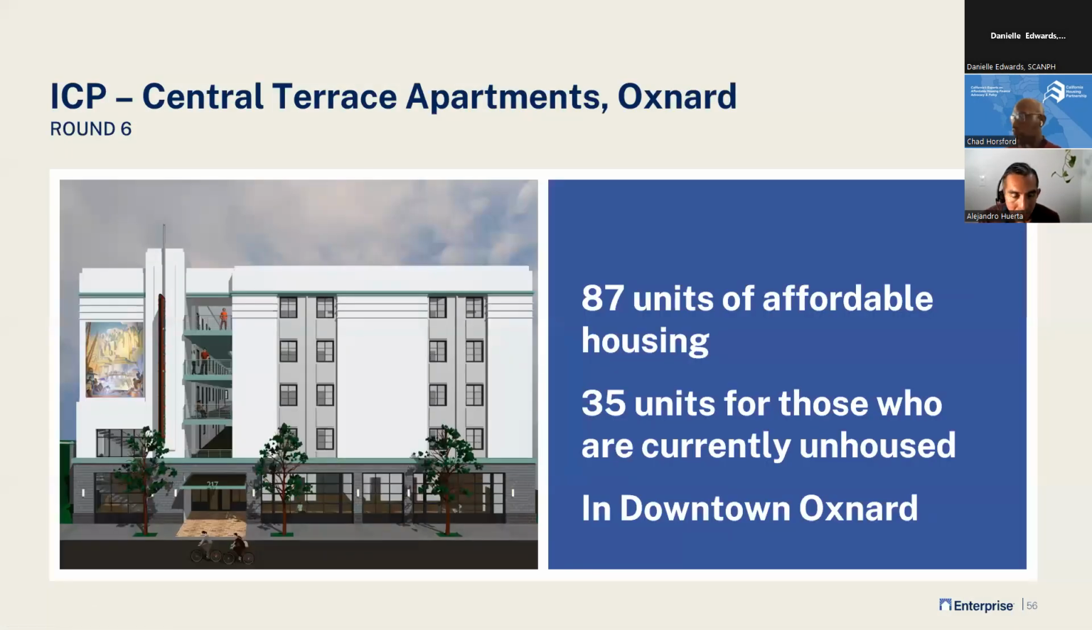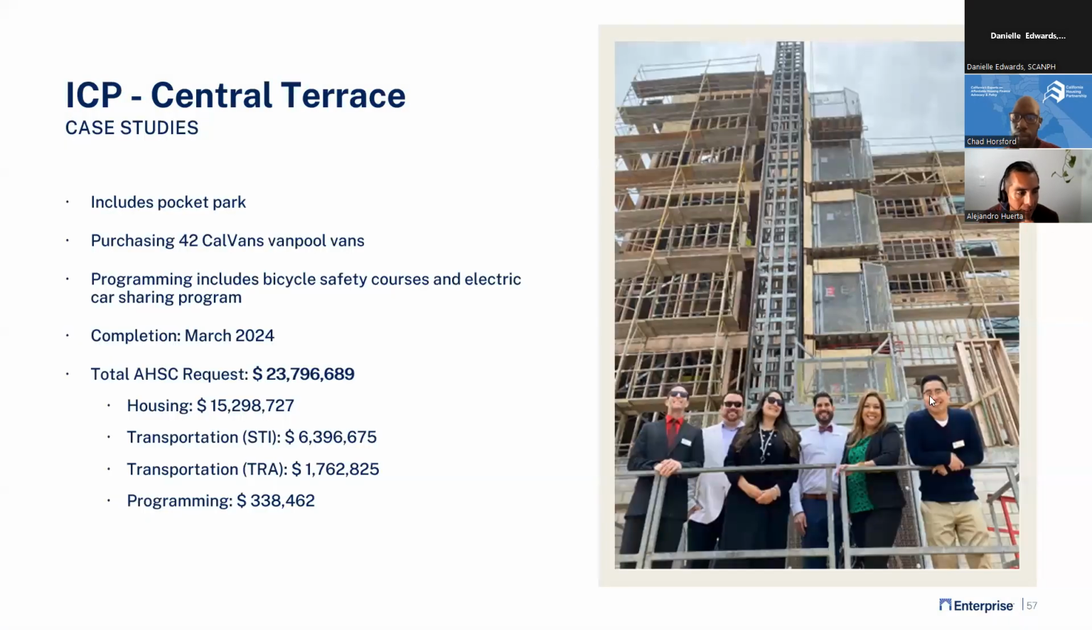Thanks, Chad. I'm just going to briefly go over another example, just because some people think that only projects in major cities like LA can win. This is a project that was awarded in round 6 in downtown Oxnard, 87 units, primarily focused on providing housing in that area. This project was successful, similar to the one that I mentioned earlier in Riverside, because it partnered with the van pool authority to procure a significant amount of van pools, 42. This was their AHSC request. So I wanted to give you an example of this other jurisdiction that was also successful in getting AHSC funds.